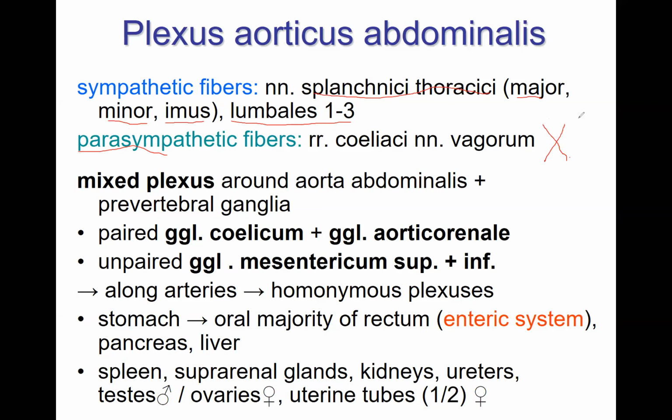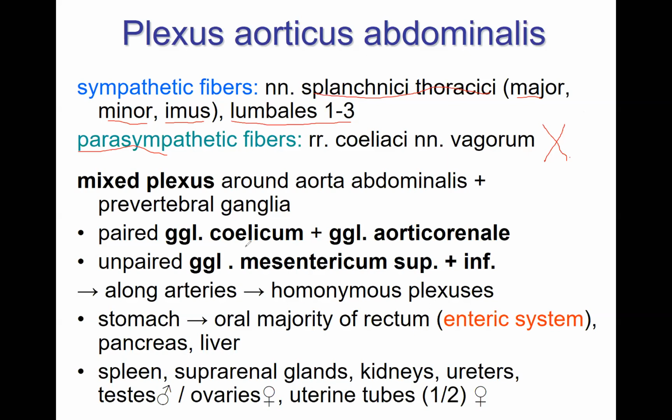The question is why? The answer is easy, because this plexus is around abdominal aorta, and its branches, unpaired and paired branches like celiac trunk, mesenteric arteries, renal arteries can now supply all the organs with both sympathetic and parasympathetic fibers. So this plexus is a mixed plexus around abdominal aorta, and it contains the ganglia. And these ganglia are the prevertebral ganglia.